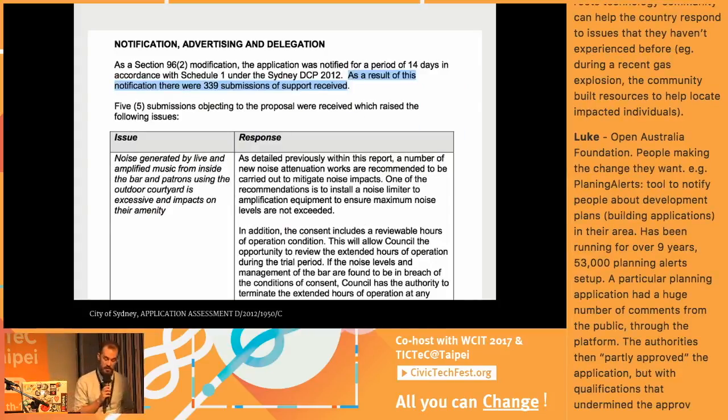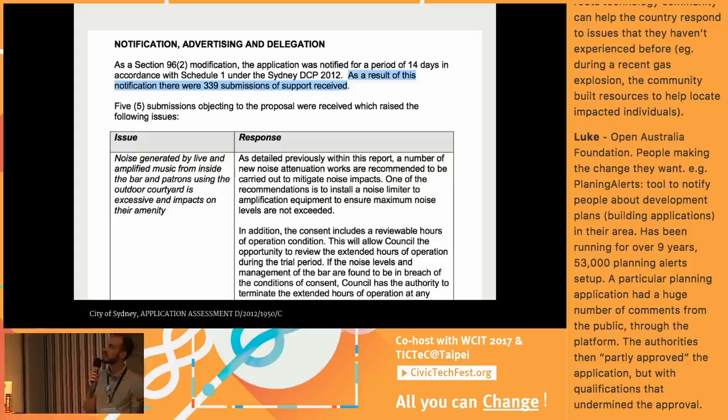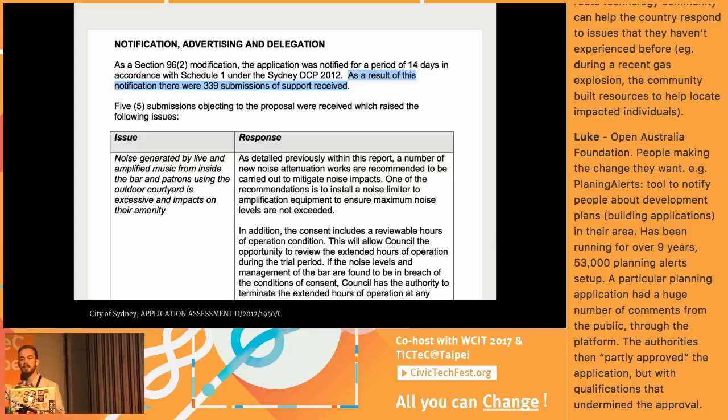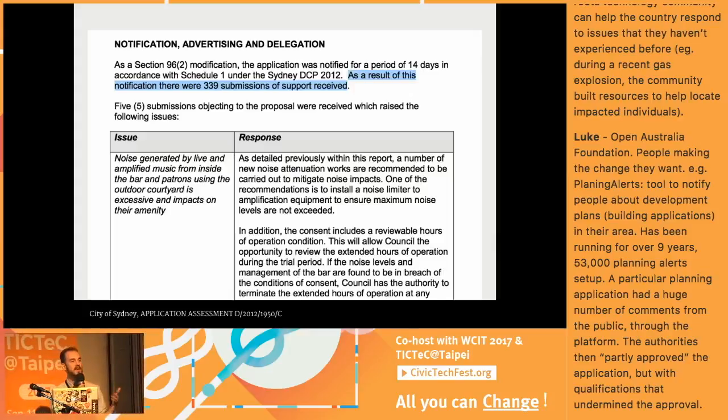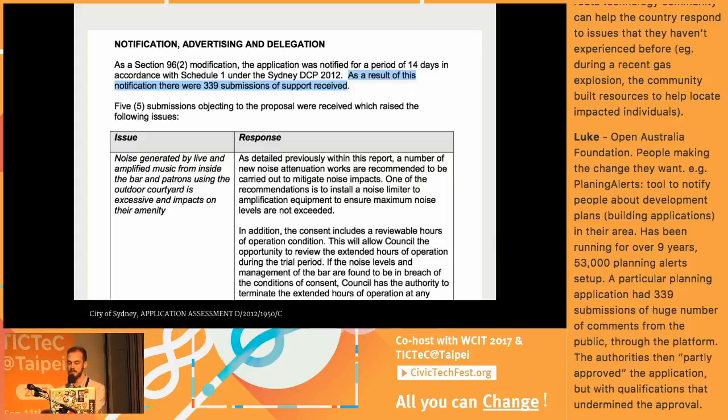If we're talking about the impact of all these submissions on this decision, this is basically what they said. "As a result of our notification, there were 340 submissions." That's the only mention of those comments in this whole long report. There were four negative submissions that got a really detailed response. There's absolutely no evidence that the comments people made through our system had any impact on the decision of this DA. And potentially it would have worked a lot better for them if it hadn't been so controversial.